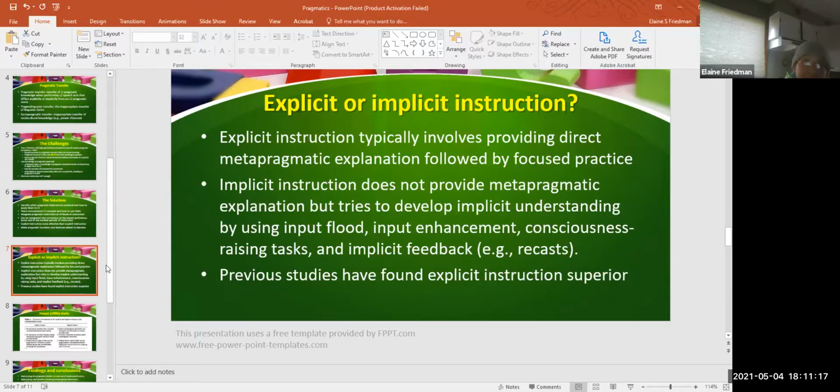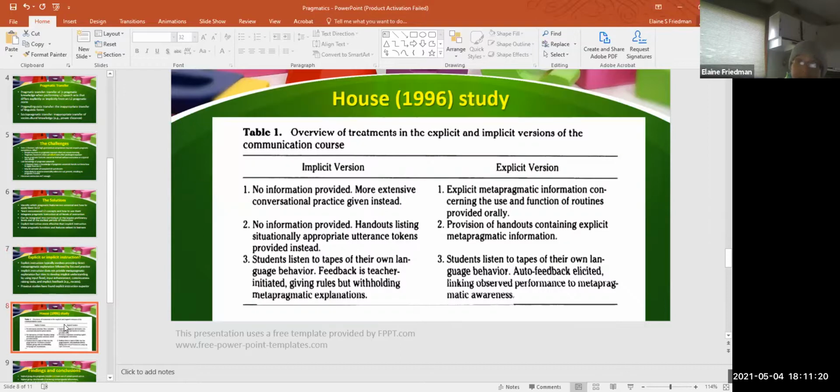So I'm going to very quickly use an example of a study that was done. This was a study of advanced English language students in a German high school. And here is just to outline the implicit version. The implicit group had extensive conversational practice, and there were tapes of their language that they listened to.